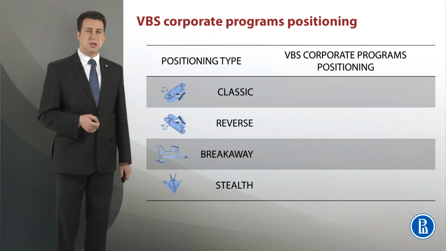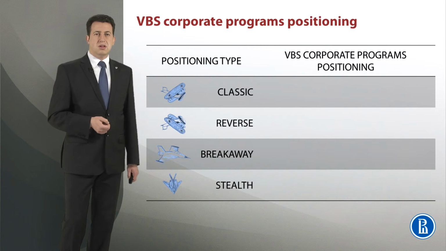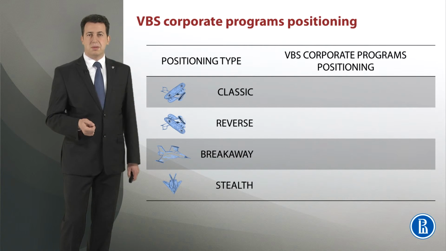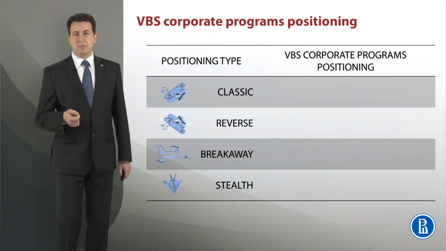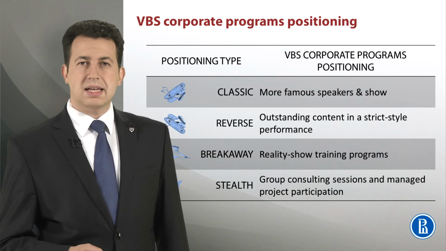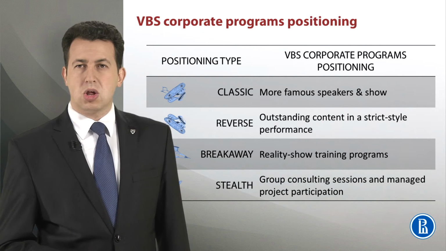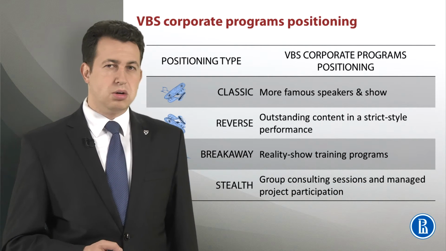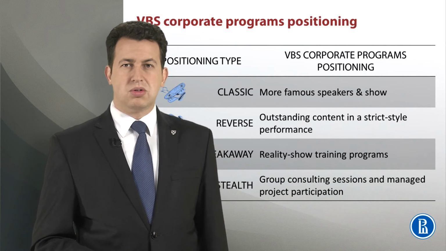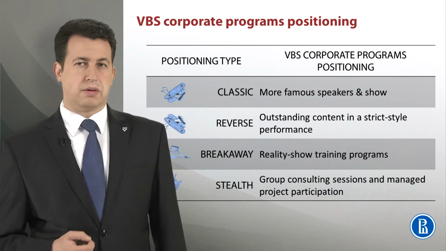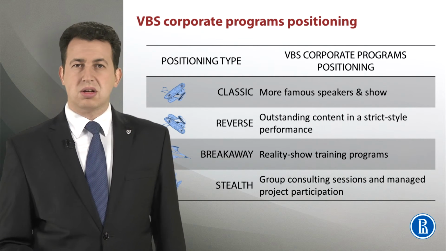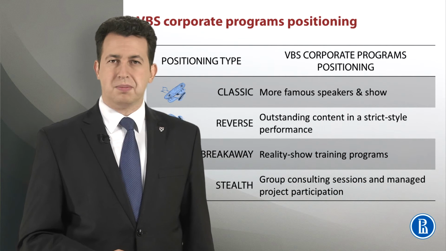Let's revert to VBS. As we've seen in the previous fragment, corporate education programs are a segment with high potential. What if we apply the 4 positioning types to the category? Classic positioning leaves us in the typical show program paradigm. In order to be successful here, one needs to attract more famous speakers and produce a brighter impression. Reverse positioning may remove the accepted show pattern and pack an outstanding content into a strict style form.